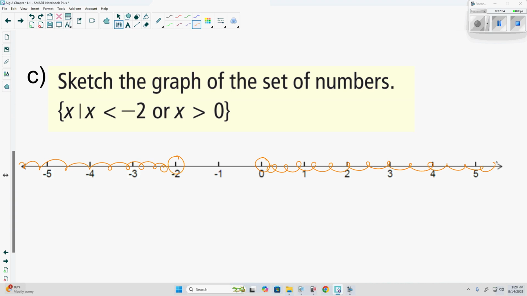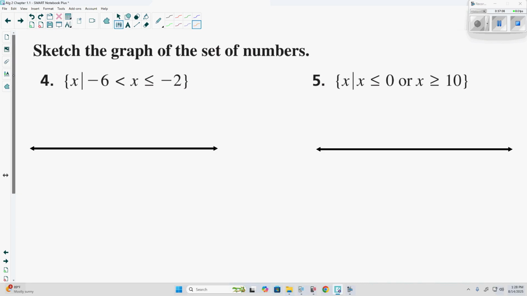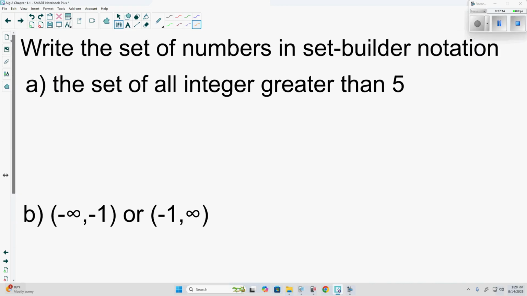Questions on this here? I think we feel comfortable with these here, yes? So tomorrow, first thing we're going to start off with is writing what they give us in set builder notation.